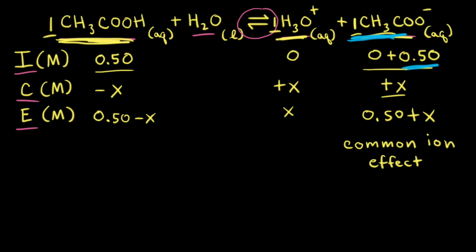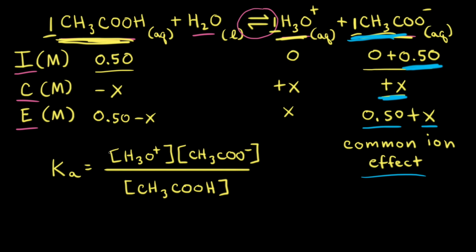Notice that there are two sources of the acetate anion. The 0.50 molar came from the weak acid-strong base neutralization reaction that we previously discussed. The other source of the acetate anion comes from the ionization of acetic acid, and that's this X here. So 0.50 plus X indicates there are two sources for this common ion. Therefore, this is a common ion effect problem.